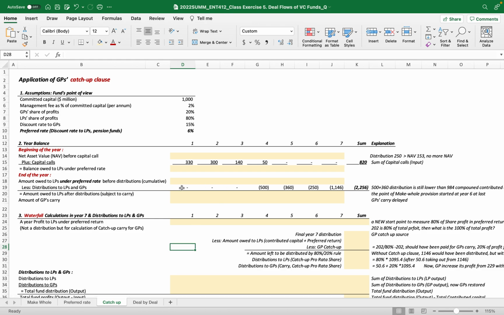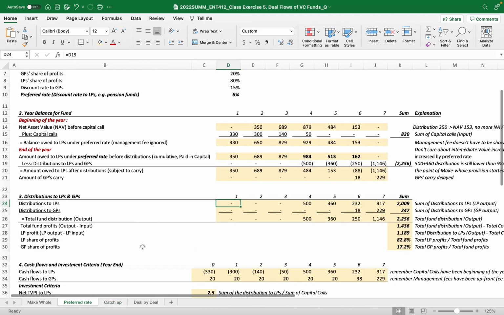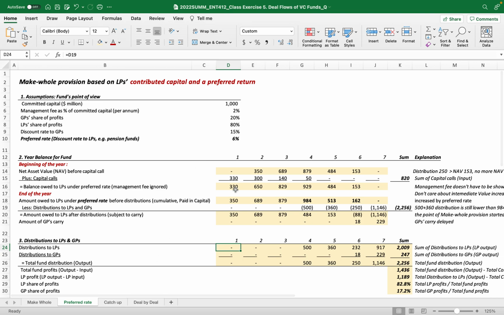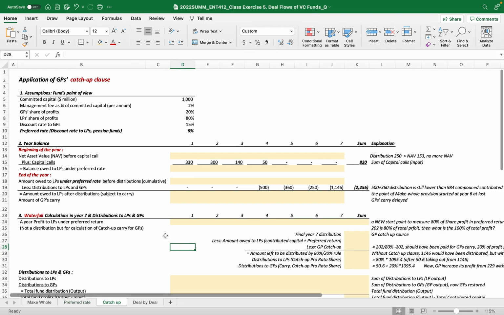Welcome back, students. This video clip will continue the application of the GPC catch-up clause. The catch-up clause is based on the assumption that the preferred rate is 6% in the previous case. This preferred rate generates actual additional profit, and then we'll measure that profit here in the waterfall calculations.